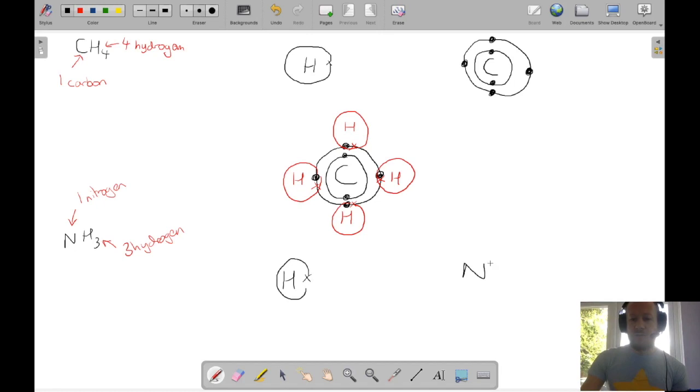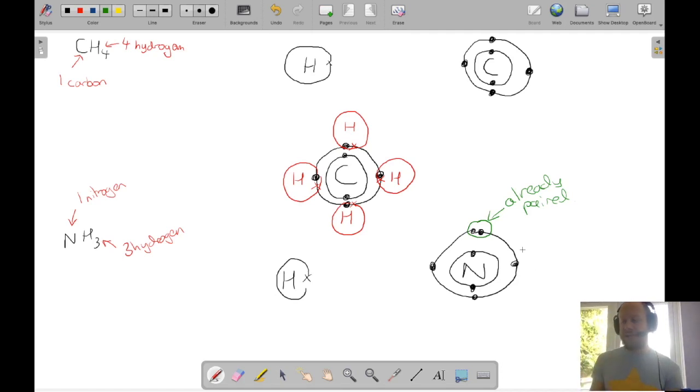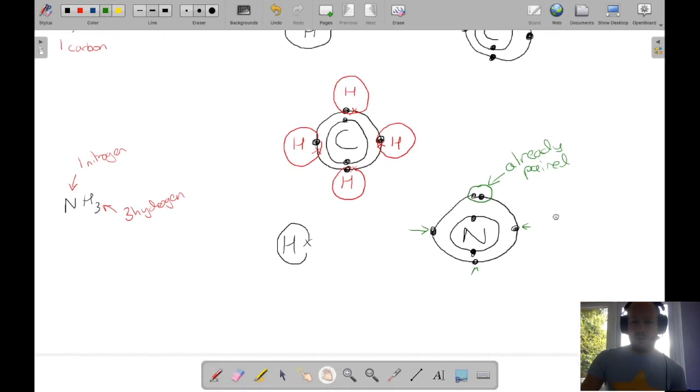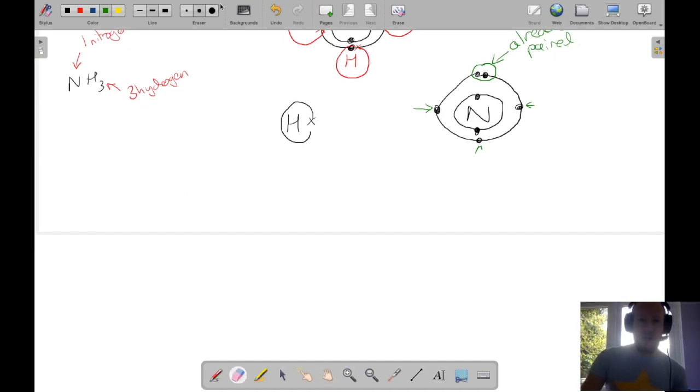Nitrogen, however, has what's called a lone pair. Because nitrogen is element number seven. So there are two electrons in the first shell. Let me draw that shell first, actually. There are one, two, three, four, five electrons in the second shell. If you look here, these two are already paired. So the only three places that my hydrogen can go are here, here, and here. So when I'm doing my molecule, you have to make sure that you're not overlapping that area.